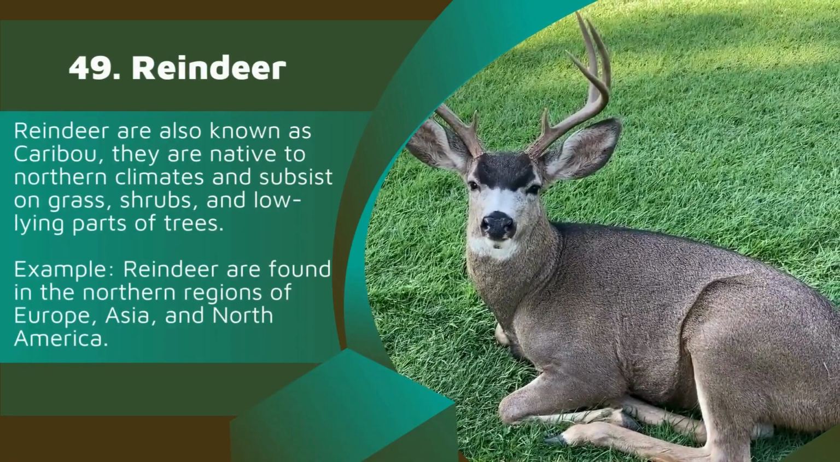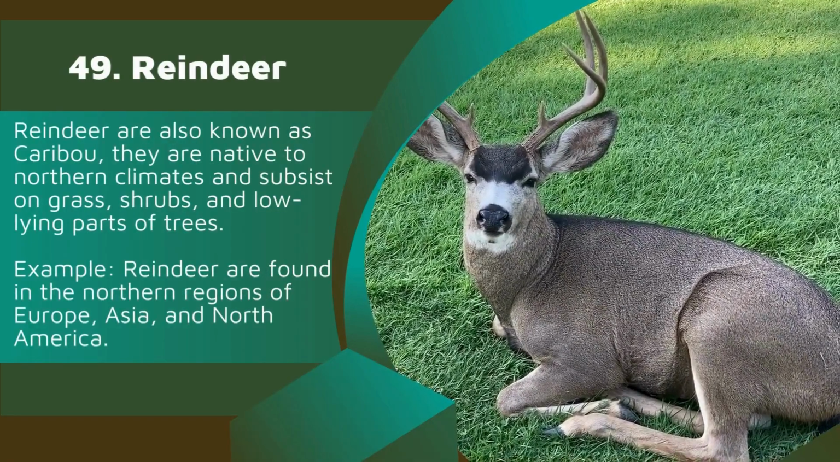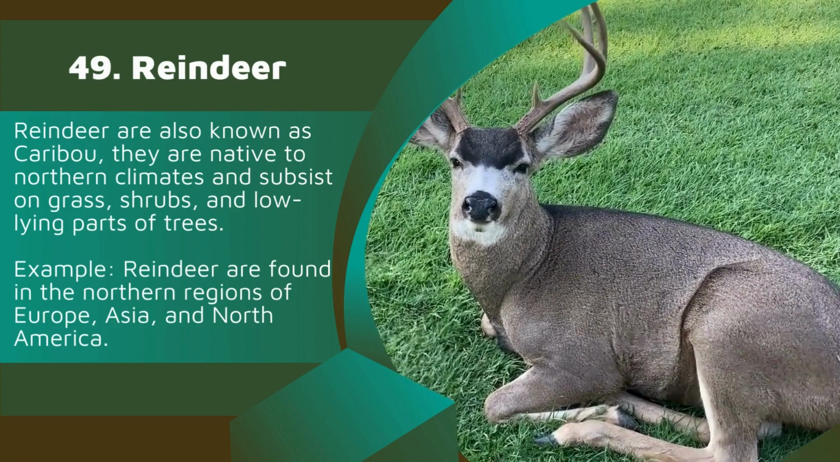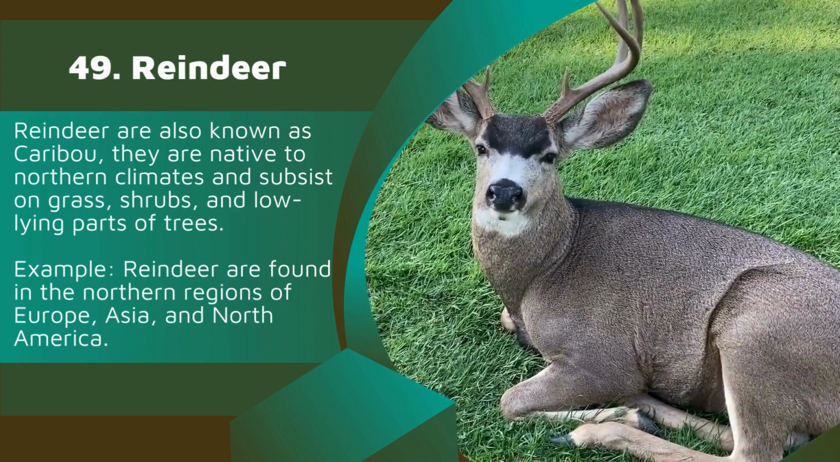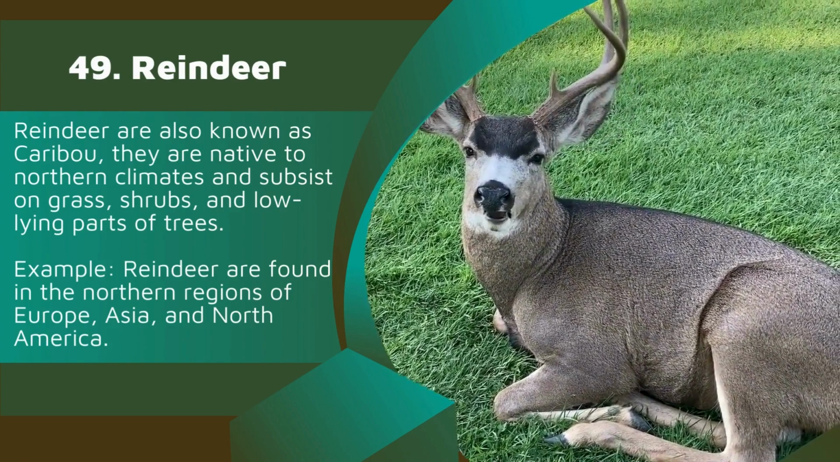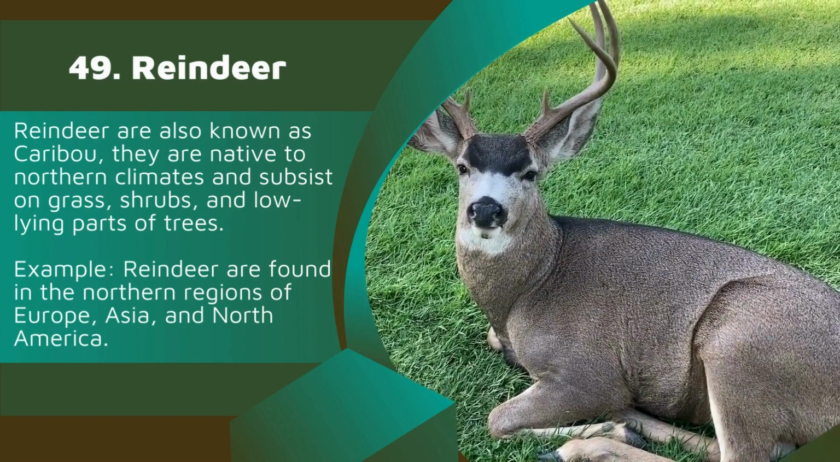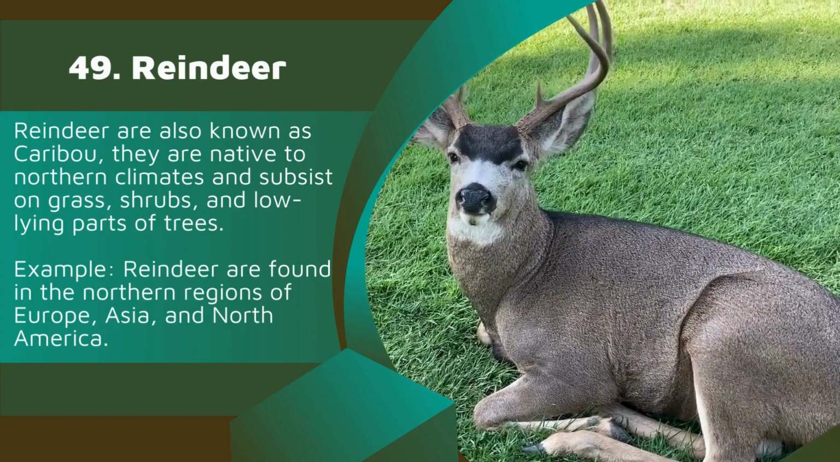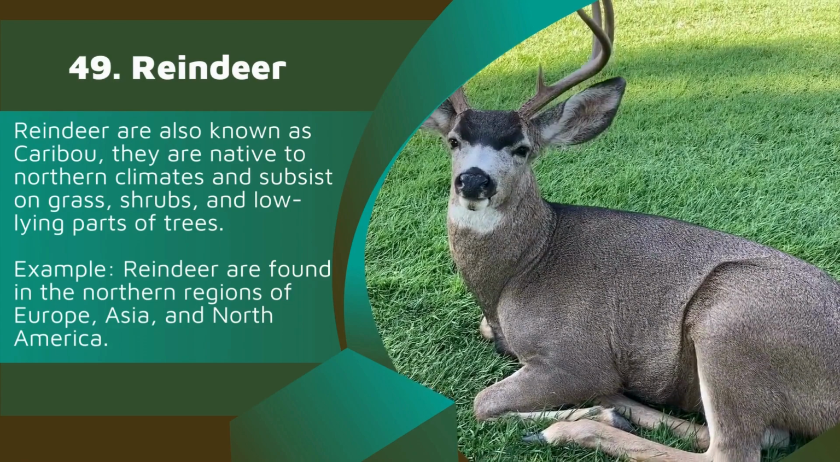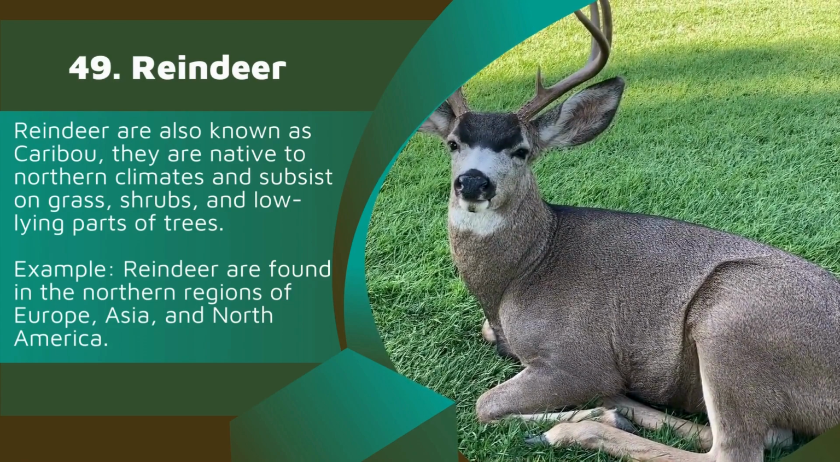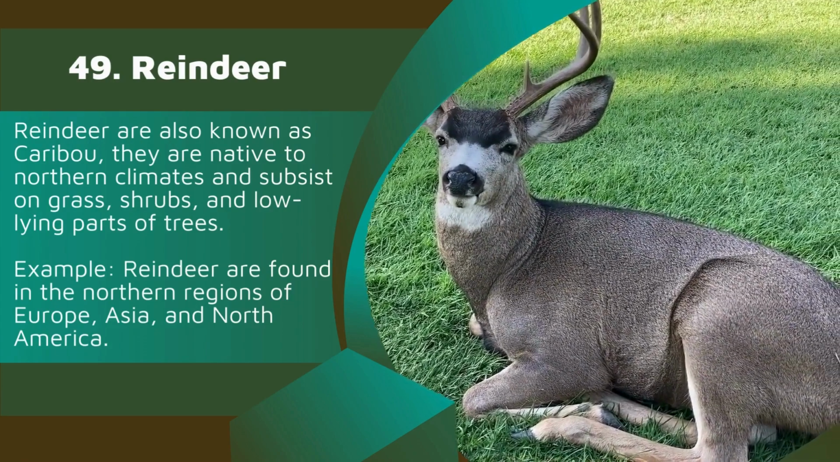49. Reindeer. Reindeer are also known as caribou. They are native to northern climates and subsist on grass, shrubs, and low-lying parts of trees. Example, reindeer are found in the northern regions of Europe, Asia, and North America.